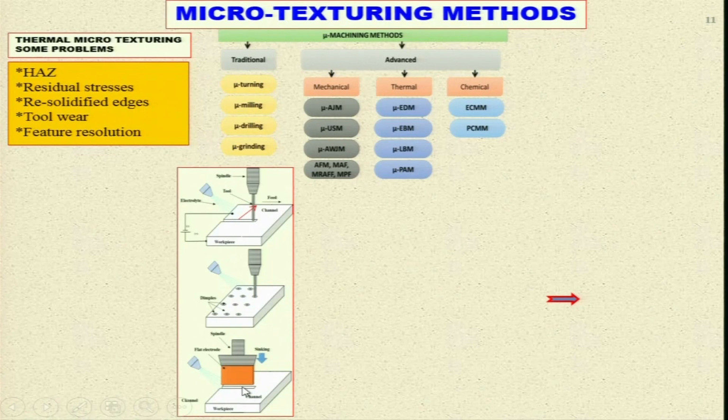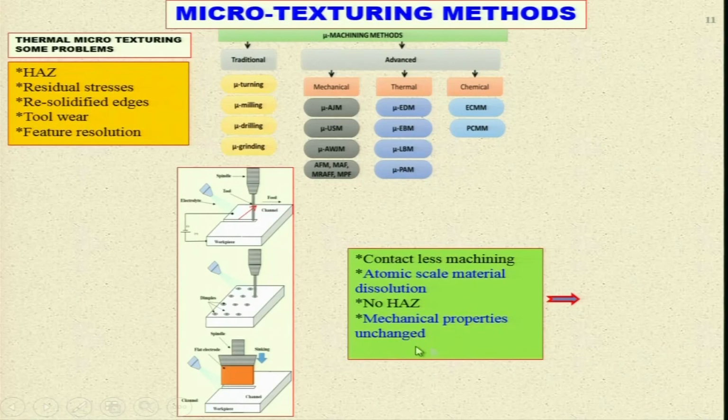And again, this is used for creation of channels. This is the electrolyte. This is the flat electrode over here. The spindle is there, and you are sinking it downwards. This is the workpiece, which is definitely an electrically conducting workpiece material. So, you can see here, important thing to note, that in this method the tool is not touching the workpiece. It is just through the electrolyte and electrochemical reaction that you are removing the material. So, it is contactless machining.